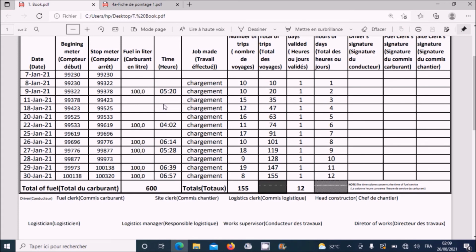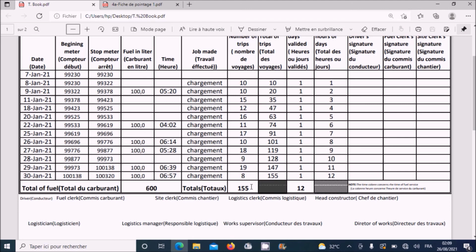And here, this column concerns the fuel service time. So this one we have 20 past 5 o'clock. We have 2 past 4 o'clock. 14 past 6 o'clock. 28 past 5 o'clock, and so on.